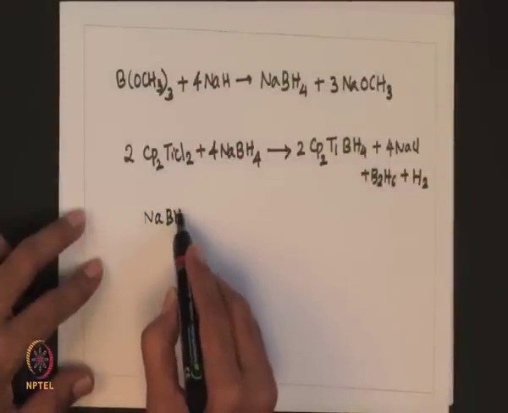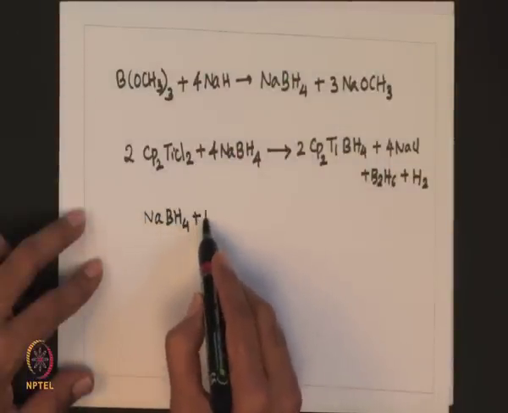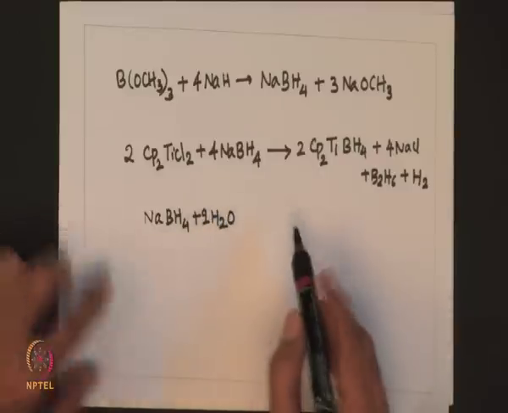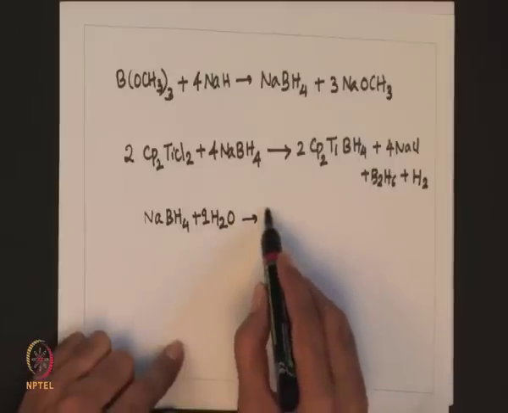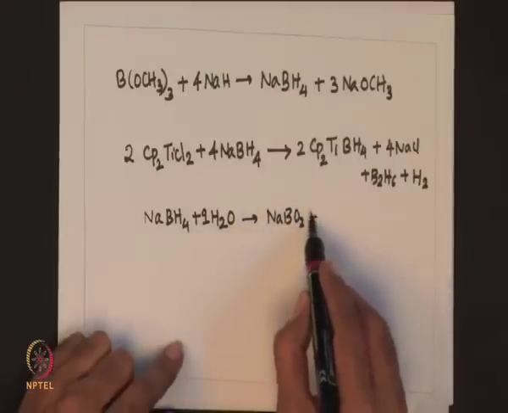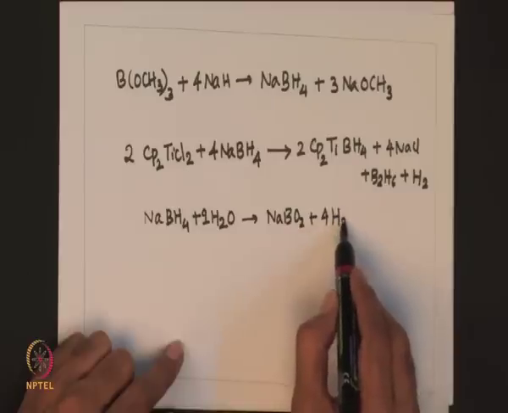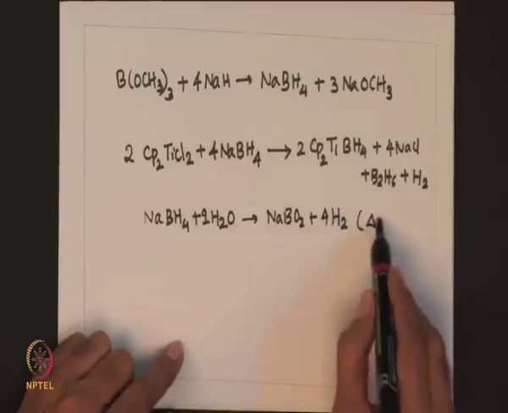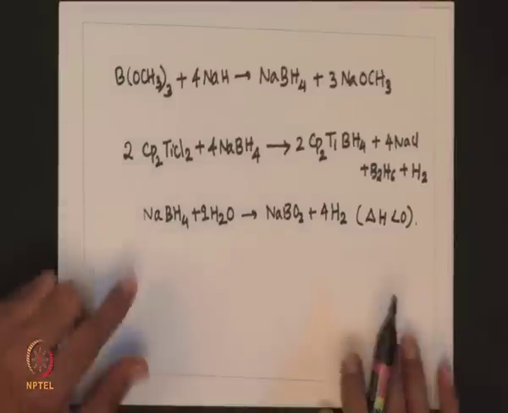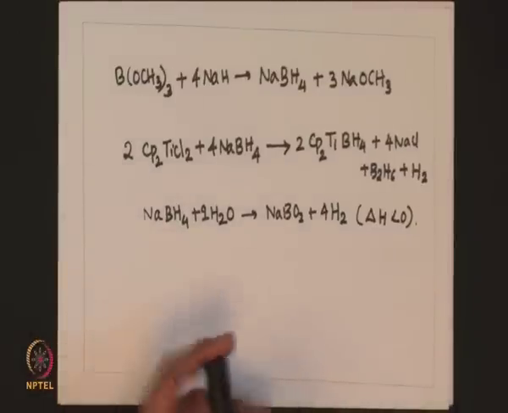So, when you subject sodium borohydride to hydrolysis, NaBO2 is formed with the liberation of 4 equivalents of hydrogen. Here delta H is less than 0. So, as a result, this is used in generation of hydrogen in borohydride fuel cell.